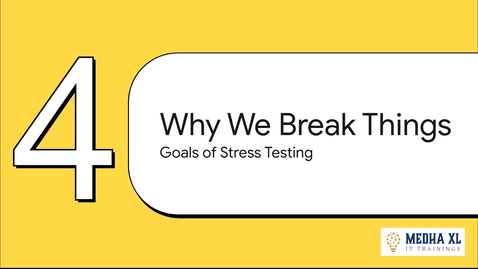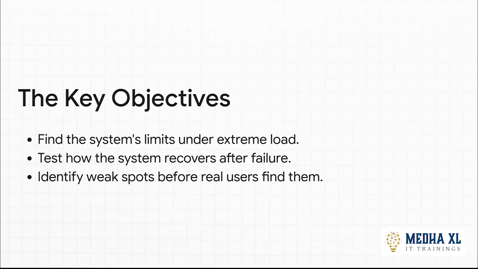This sounds kind of crazy. Why on earth would we intentionally try to break our own systems? What are we really trying to accomplish here? Well, there are three main goals. First, we want to find that absolute upper limit. How many people can be on here at the same time before it falls over? Second, and this one is so important, how does the system recover after it fails? Does it pop right back up without losing any data, or does it just stay dead? And third, this whole process shines a huge spotlight on all the hidden weak spots so we can fix them long before a real user ever stumbles upon them.